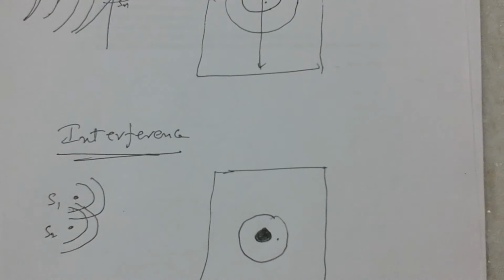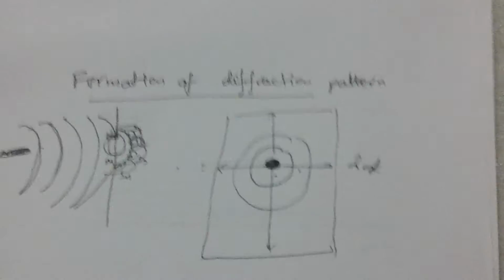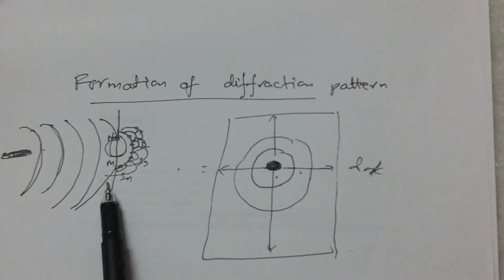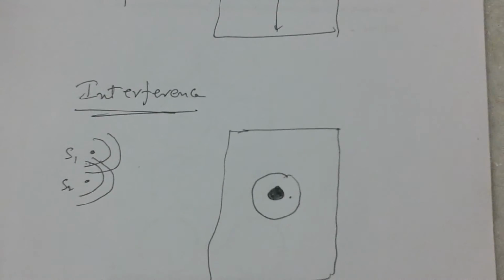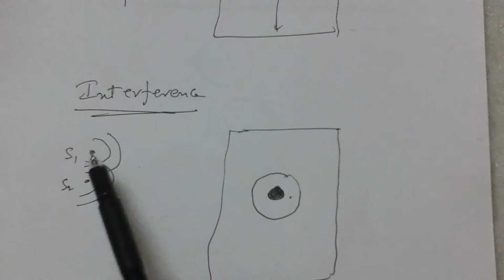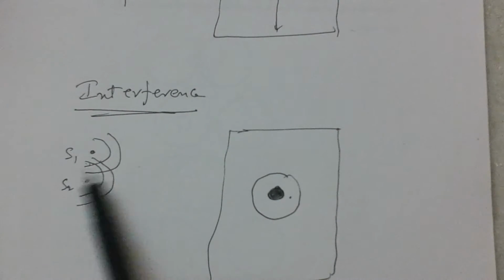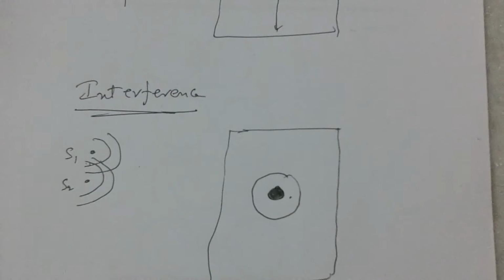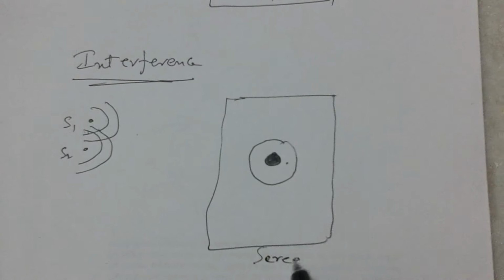Once again I can explain this one. Interference pattern: in the case of interference pattern, we have to take two sources, S1 and S2. In the previous case we took only one source, just one slit. But in interference, we take two sources, S1 and S2. From these two sources, wavefronts are coming out like this. These wavefronts of the first source and the second source are superimposing and forming an interference pattern on the screen.